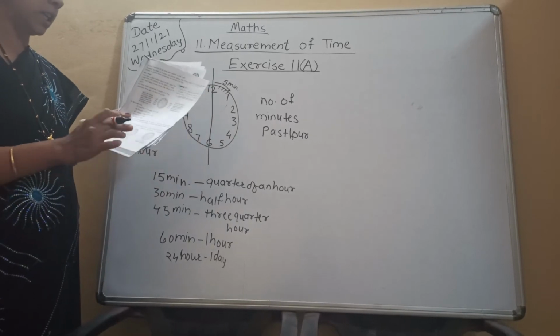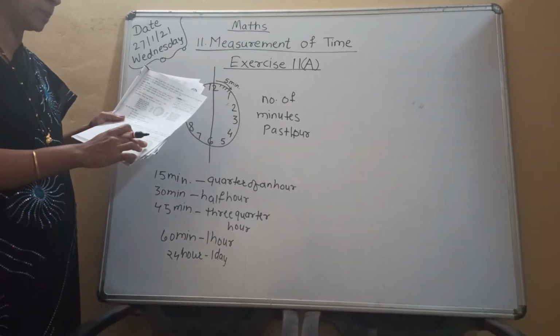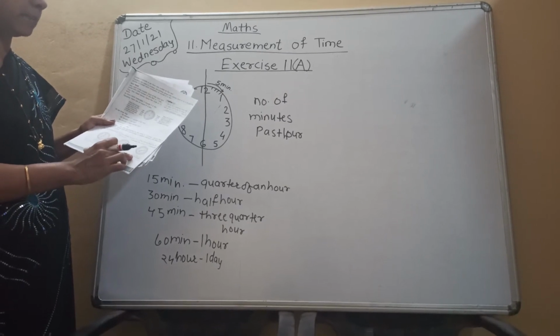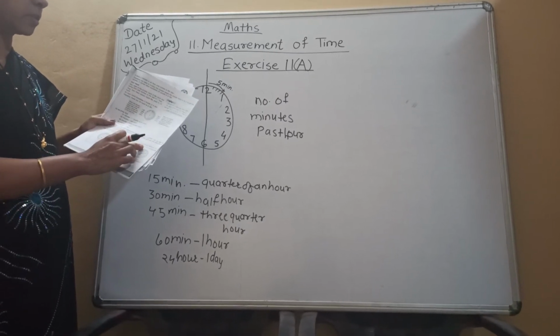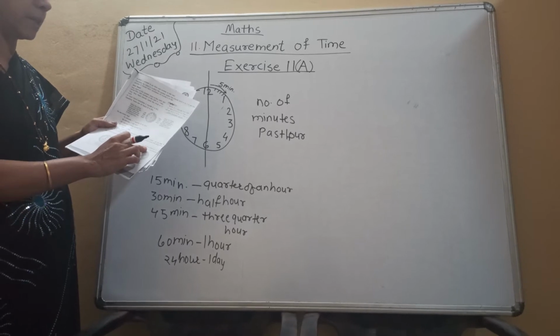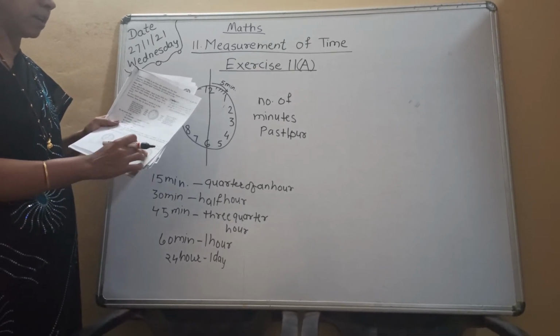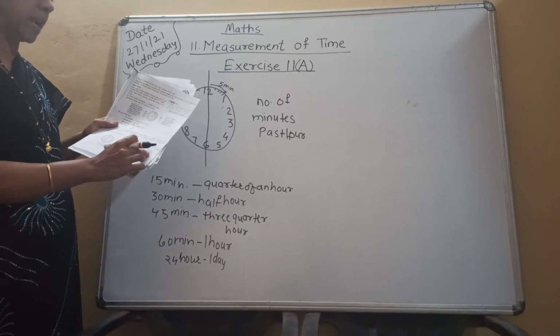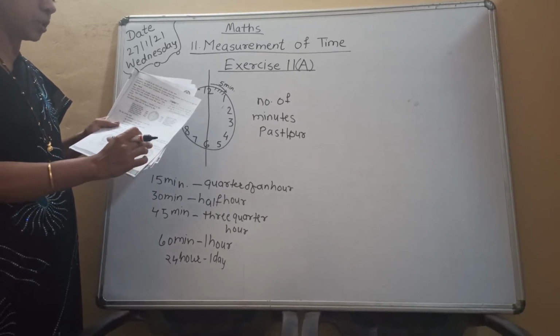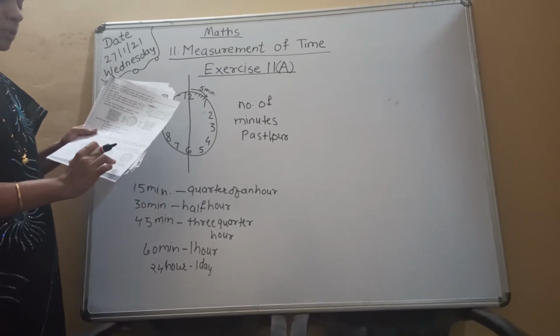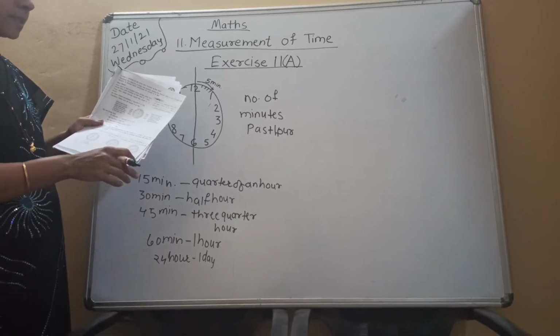Okay. Now see the next picture. What is the time here? 7:10. Means 10 minutes past 7. So what have we done here? 5 multiplied by 2. 5 2s are 10. 10 means our minute hand is on this 2 number. 2 means how many minutes? 10 minutes. So 10 minutes past 7.